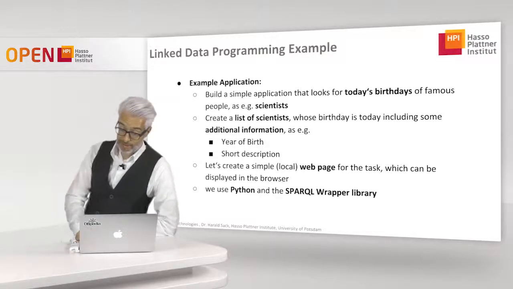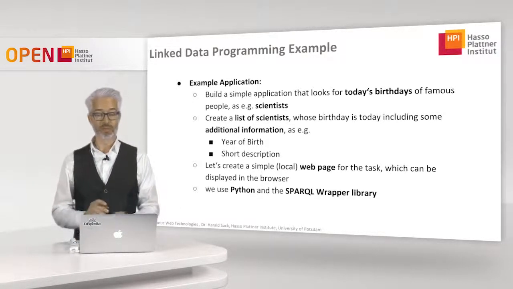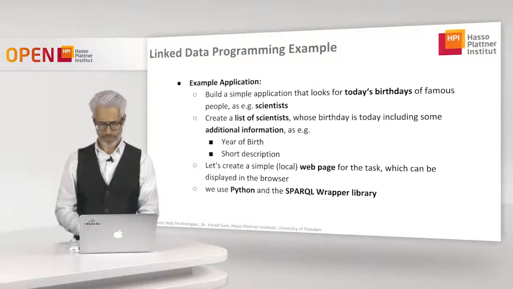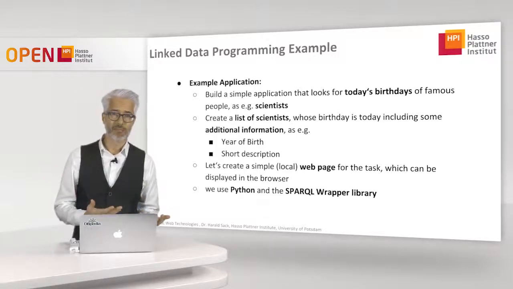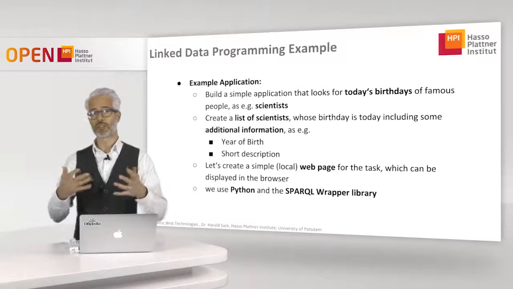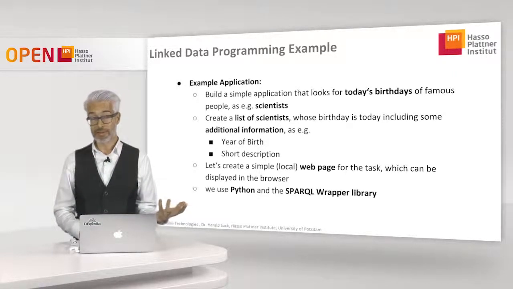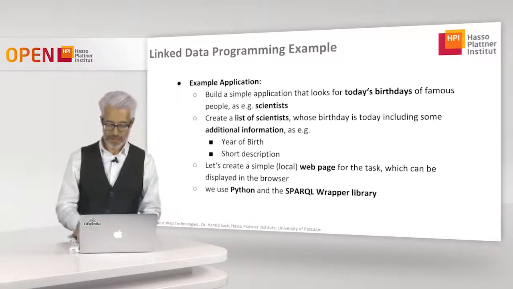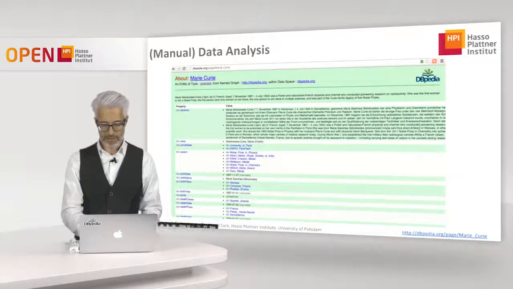Okay, so the task is, create an application which displays today's birthdays of famous people like scientists. So, scientists, how do I get to scientists in DBpedia? Here you have to do something like a manual data analysis. Usually the way I start is, if I want to display information about scientists and I have no idea how scientists are structured, organized, or represented in that data source, I think of an example instance of a scientist, and then I look up that scientist to see what data is available. So here I did it, for example, for Marie Curie.